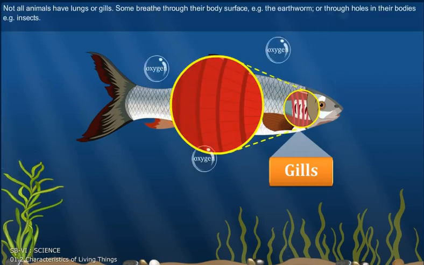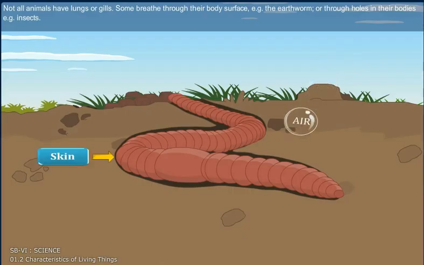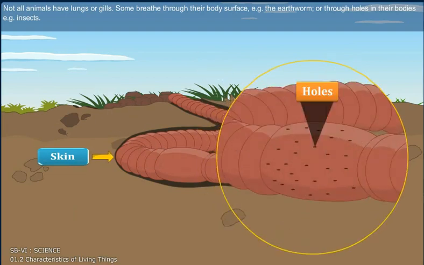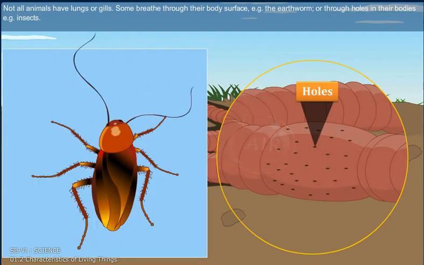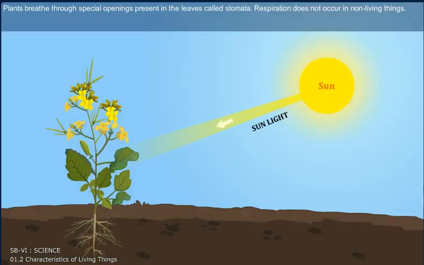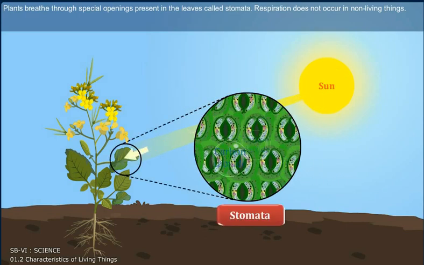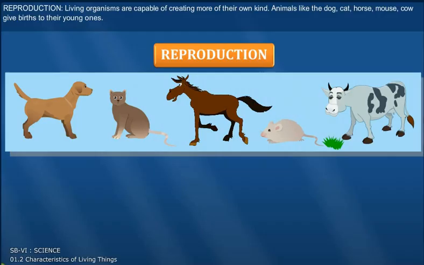Not all the animals have lungs or gills. Some breathe through their body surfaces, for example, the earthworm, while some breathe through holes in their bodies, for example, insects. Plants breathe through special openings present in the leaves, called stomata. Respiration does not occur in non-living things.